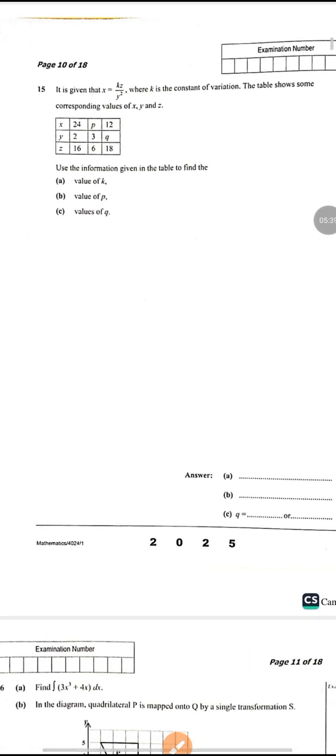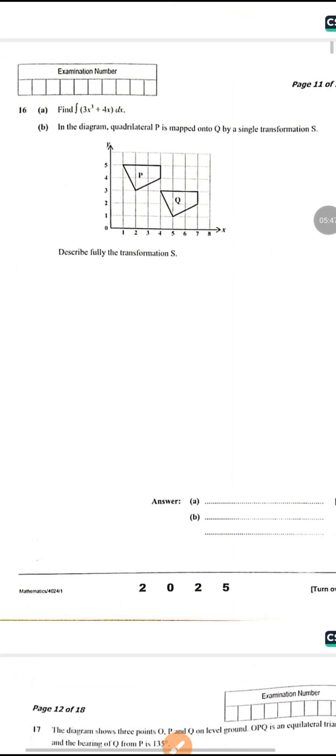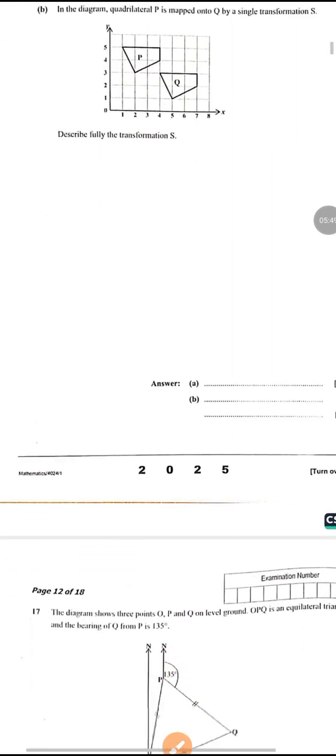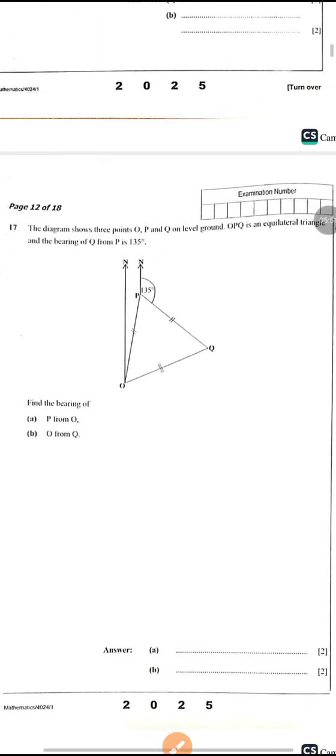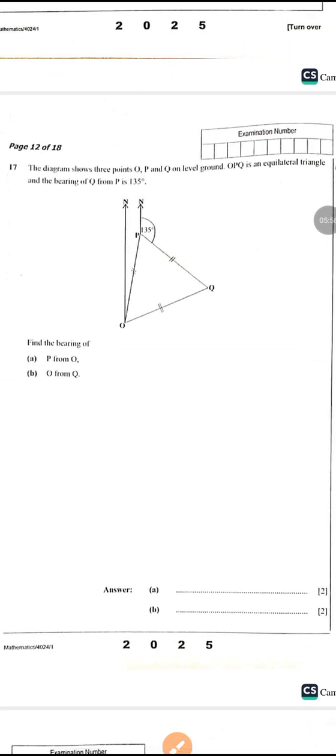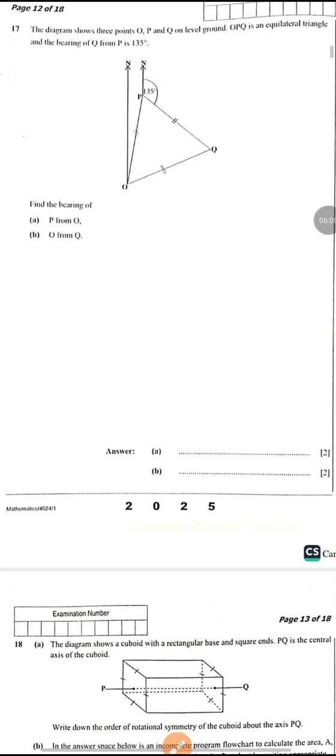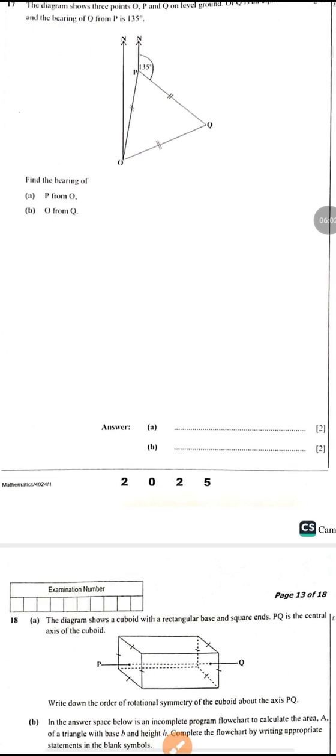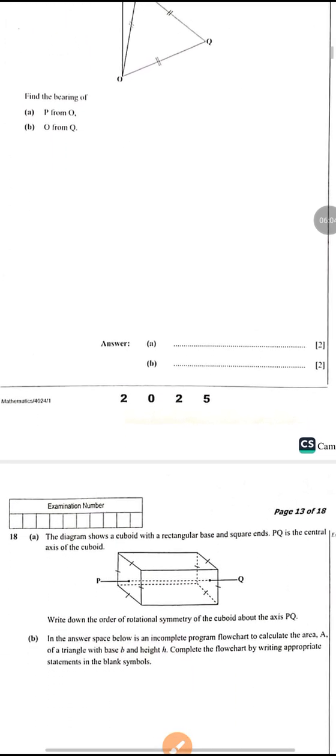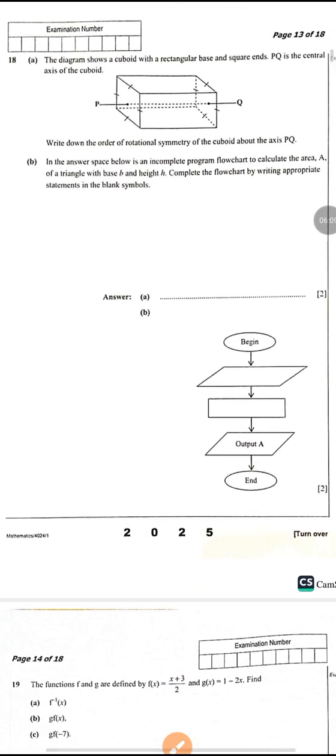We have question 15 there. As you can see, we have question 16, asking us to find the integral of that equation which we've been given. We have this question under transformation. Okay, we have question 17 under bearings, and I know that these questions are very simple. If they are not simple to you by now, please don't even waste time to join our tuitions.